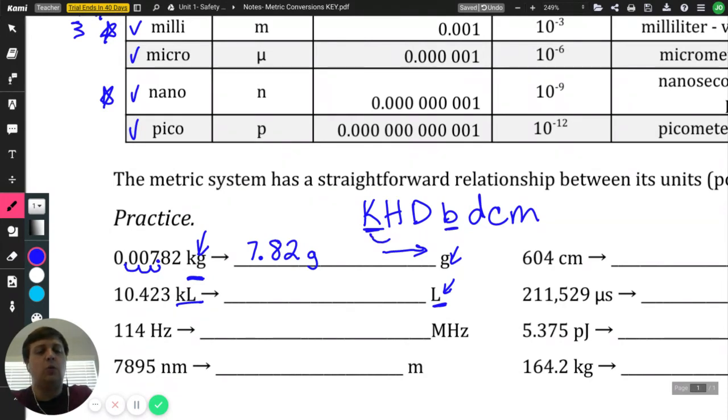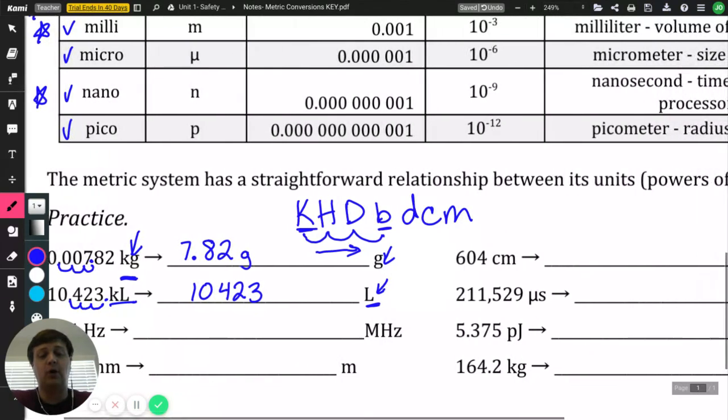And I'm going to take that and I'm going to go 1, 2, 3 times, and I went again to the right. So I went 3 times to the right, so I take my decimal and go 1, 2, 3 times to the right. So I have 10,423. So that's how you do your metric conversions. So what I want you to do right now is to pause and work through these next 6 problems. And then when you finish, unpause it, and I'm going to show you all the answers. Okay? So go ahead and pause.